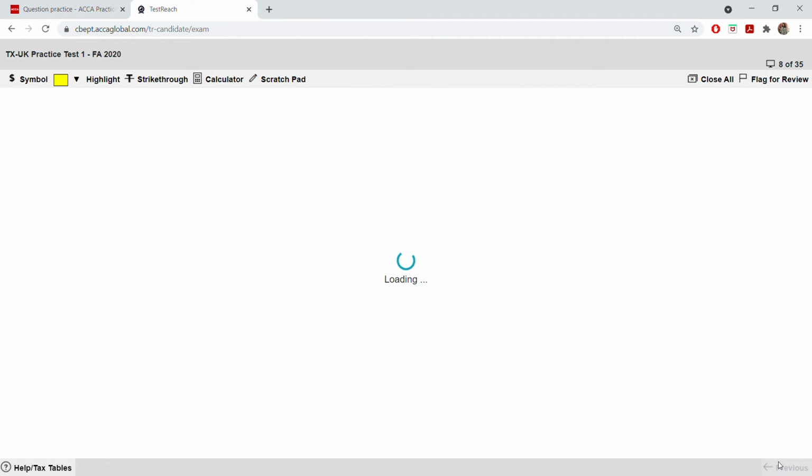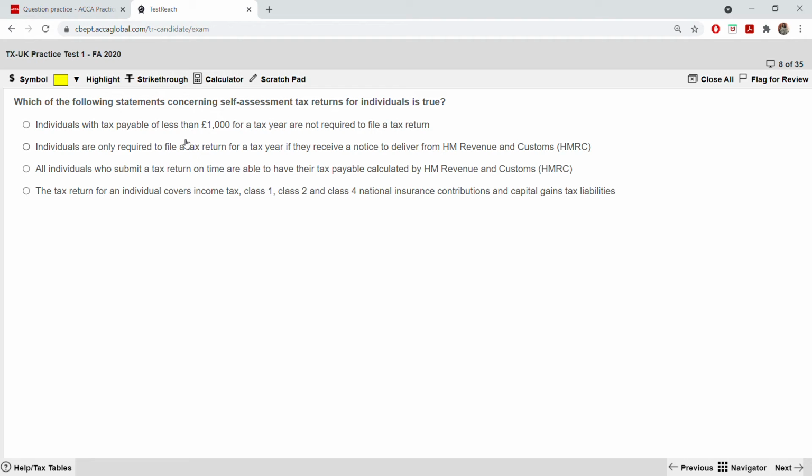Next. Which of the following statements concerning self-assessment tax returns for individuals is true? So you will also be learning what the penalties are for paying late tax or filing an incorrect amount. How do you self-assess? Because remember, with tax you do self-assessment. You already calculate your own tax, what you have to pay. So what is it?